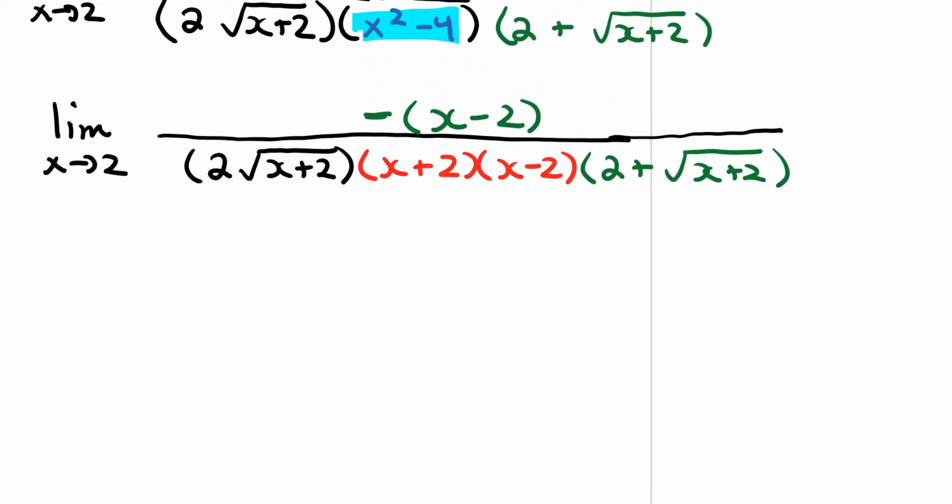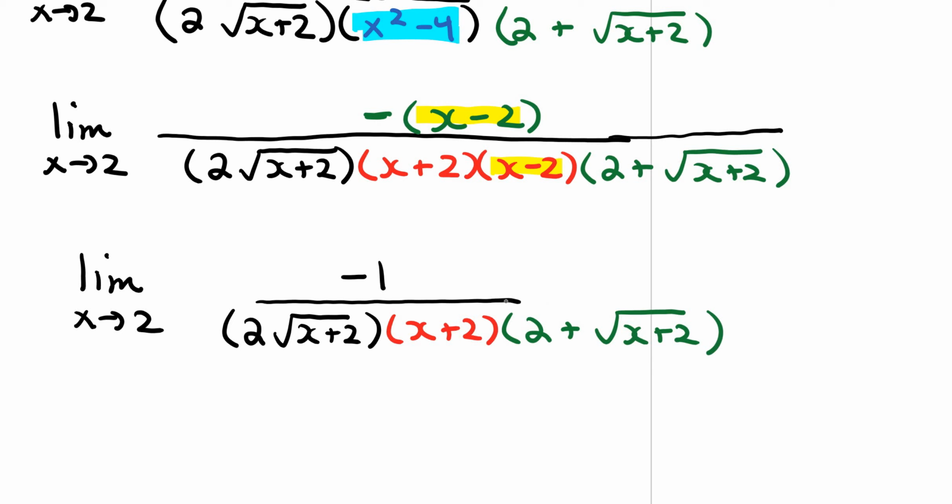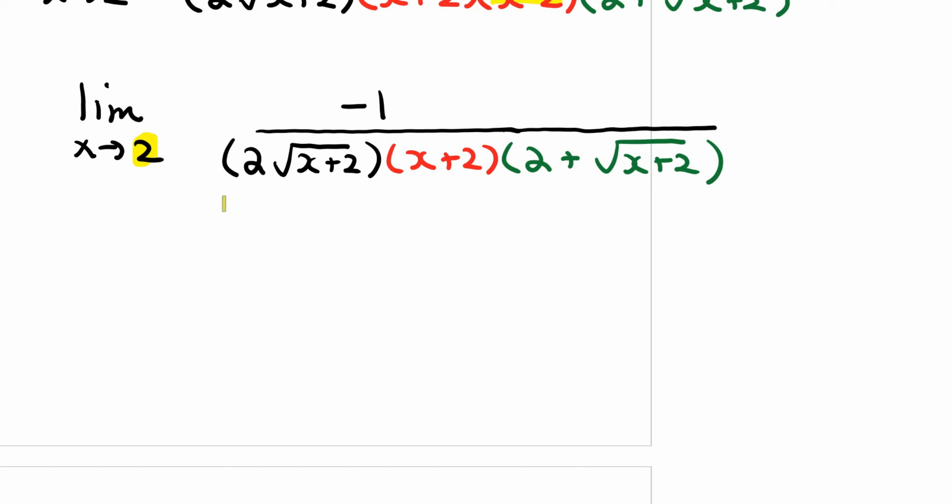And once we do all that, we notice that there's an x minus 2 and x minus 2. Those can cancel off. So if I write one more limit statement here, on the numerator there's a minus 1 that survives. On the denominator, there's a 2 square root of x plus 2. And then there's a single x plus 2 in red. And then we have all this green stuff here, which is 2 plus the square root of x plus 2. Okay, so very long here. And even doing a direct substitution step at the very end here is also very taxing.